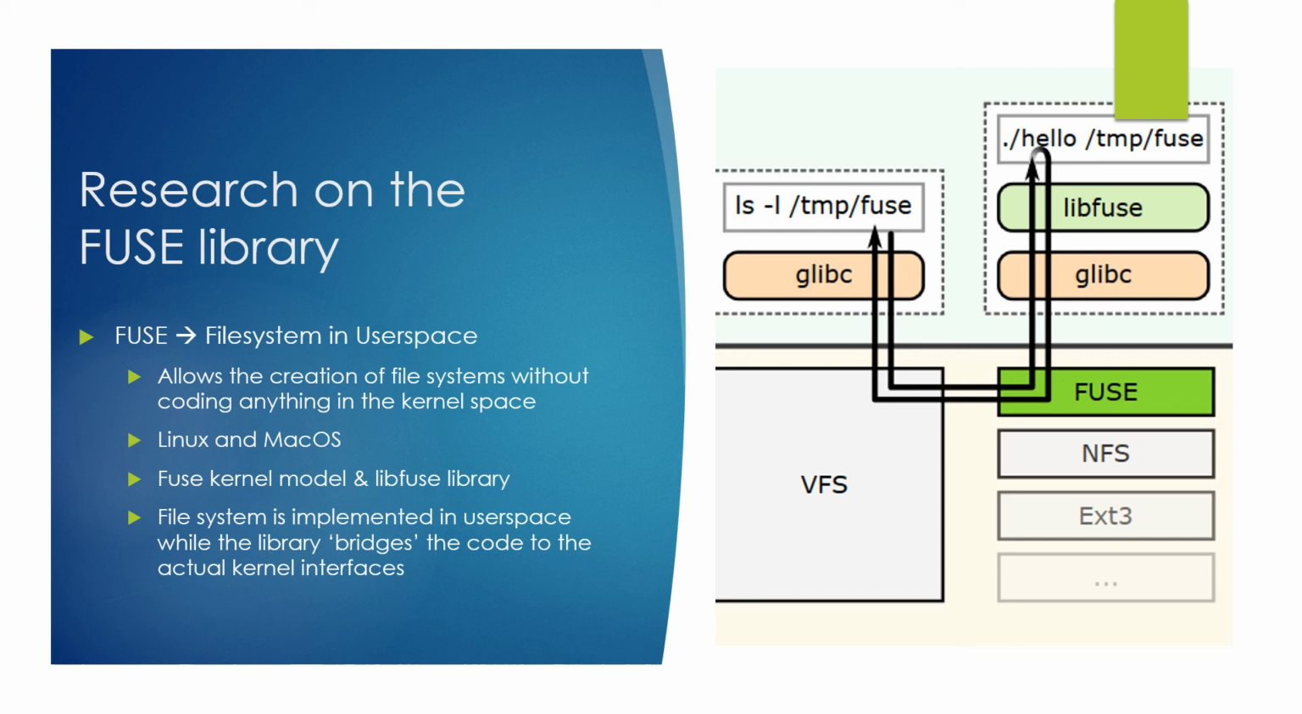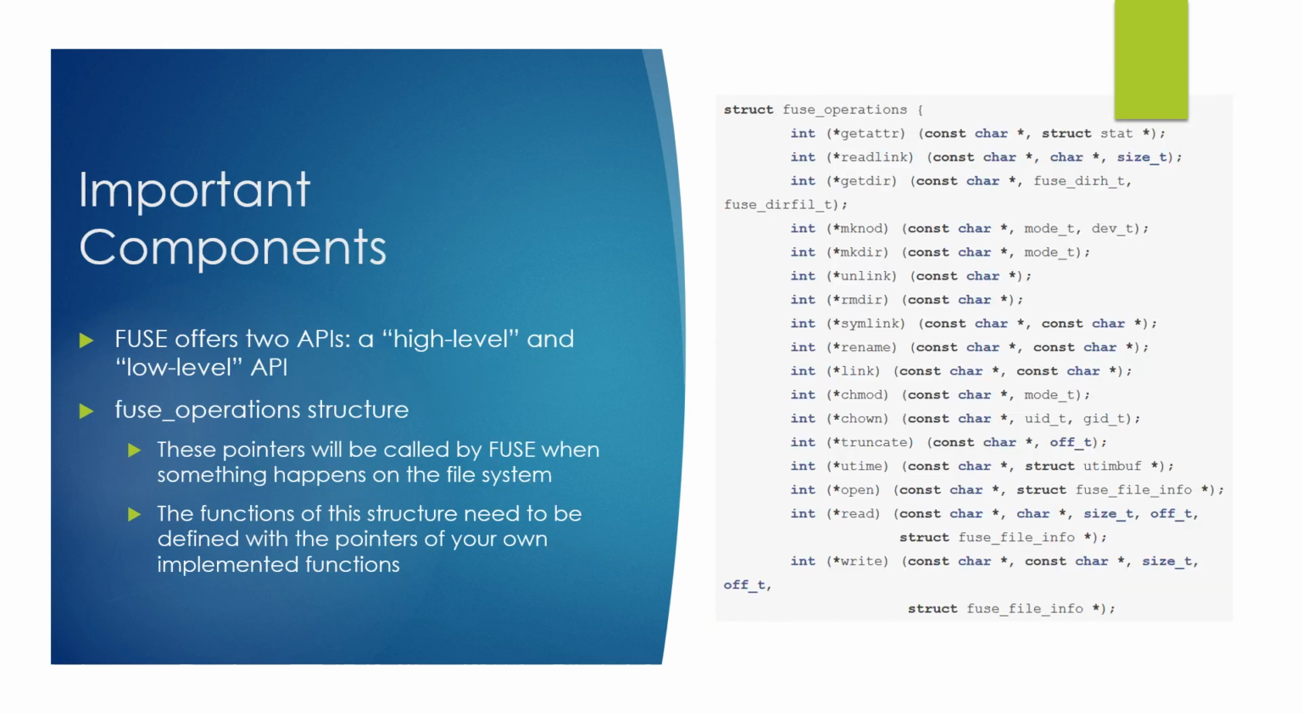What this diagram is showing is that the file system code is implemented in user space, and the Fuse libraries bridge that code to the actual kernel interfaces. Fuse offers two APIs, a high level and a low level. In my project, I'm using the high-level API, which is found in the fuse.h file.